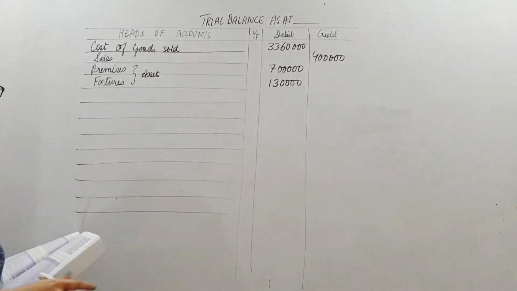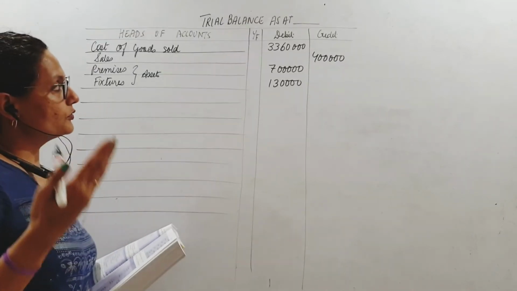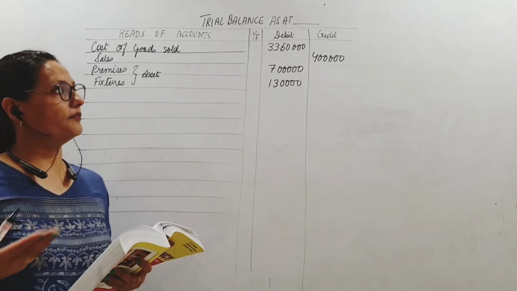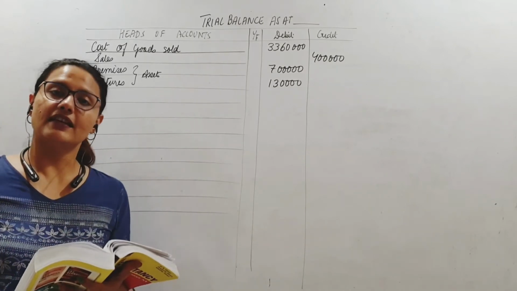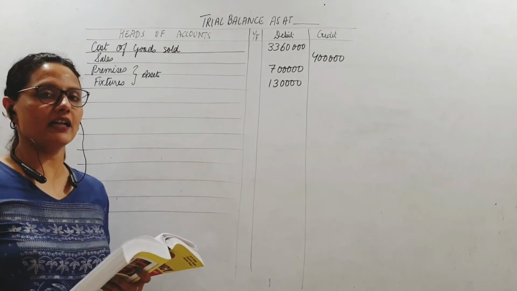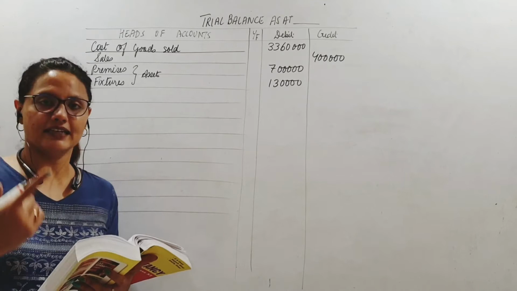So therefore, debit column, all assets and expenses. Again, I am reiterating the rule. To understand why a particular item should come in a debit or credit, you need to know if it is an asset or expense, it will have a debit balance or debit column. If it is a liability or income, credit column.